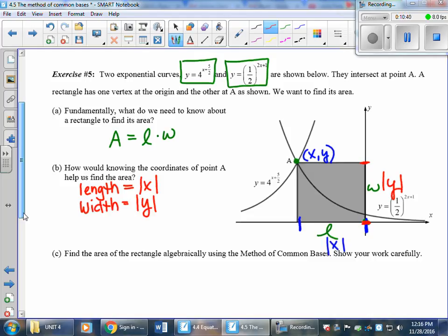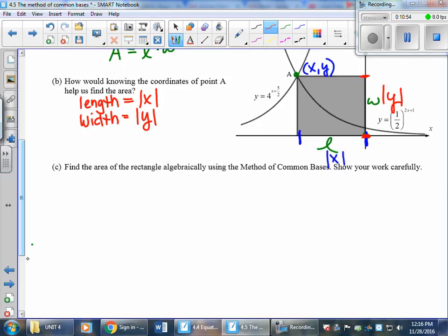Now, can they be switched? Can you let the width be the absolute value of x? Absolutely. As long as you're consistent with length and width, one being x, one being y, we're good. So we did that one. Now it says find the area of the rectangle using the method of common bases.